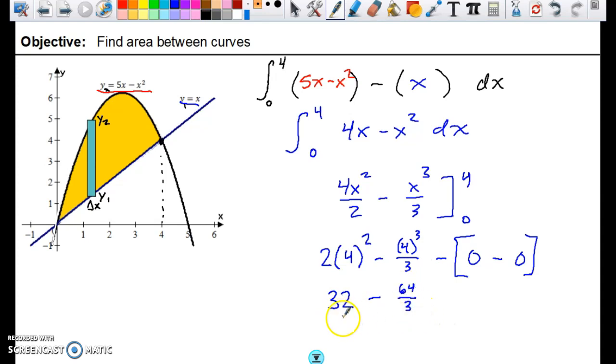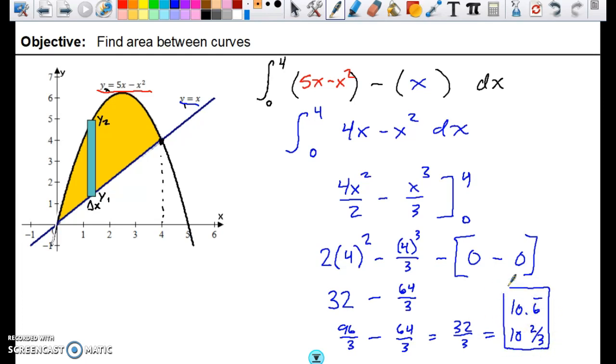Alright, now in order to make this easier for myself, I'm going to make that out of 3. That's going to be 96 out of 3 minus 64 out of 3. You'll be left with 32 out of 3, or 10 and 2/3. In a calculator, you'd get 10 and 0.6 repeating, of course. But that's the area. I've found now how much space lies between the parabola and the line, not the parabola and the x-axis.